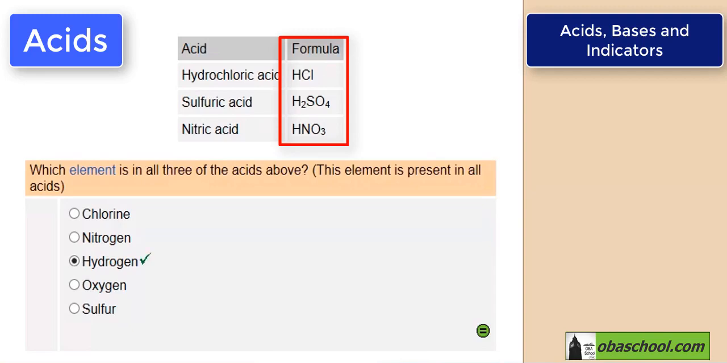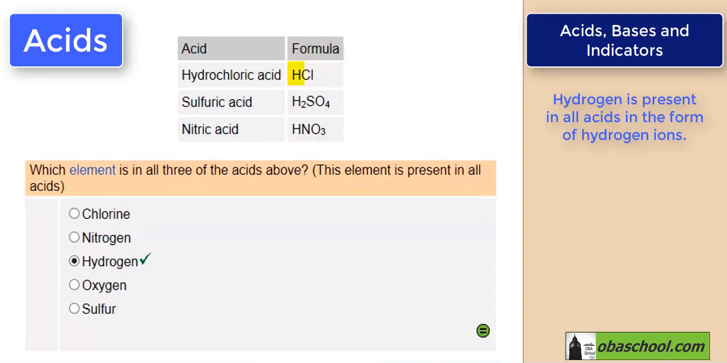Well, that is correct. Hydrogen is the element that's present in all acids. It's present in the form of H+ hydrogen ion. You see it in HCl, you see it in H2SO4, and you see it in HNO3. The presence of hydrogen ion in acid is what gives it the pH less than 7.